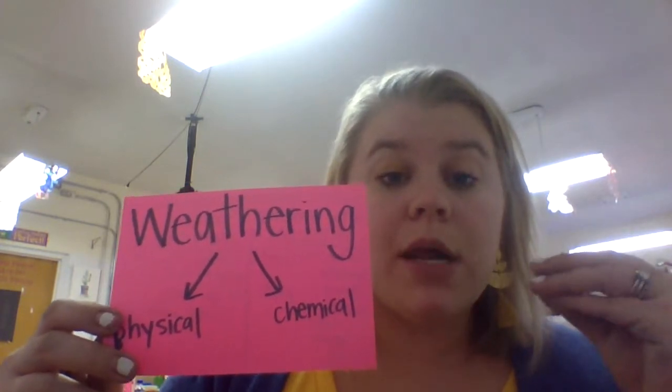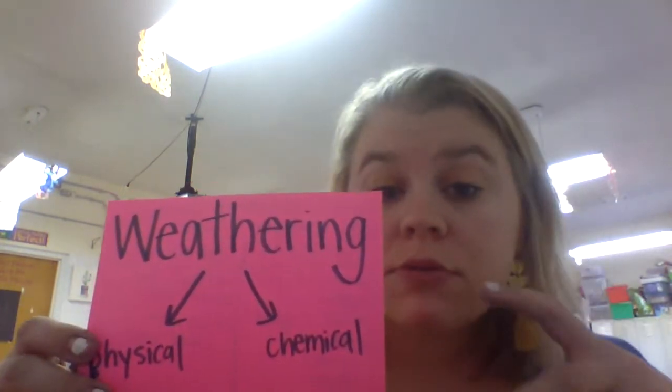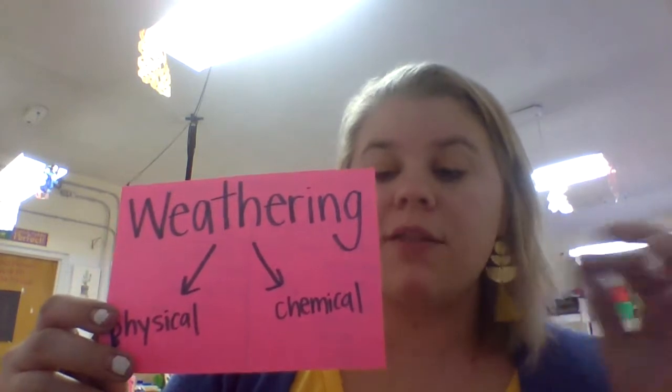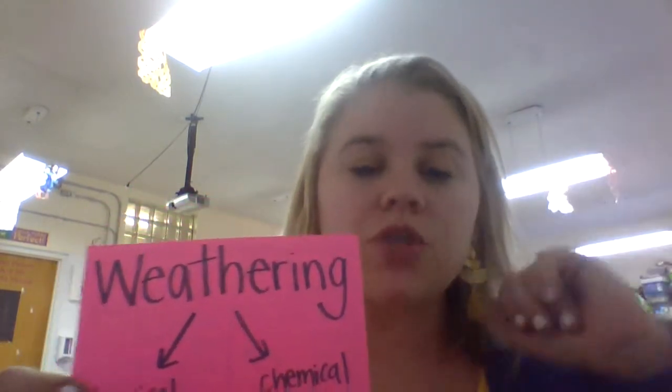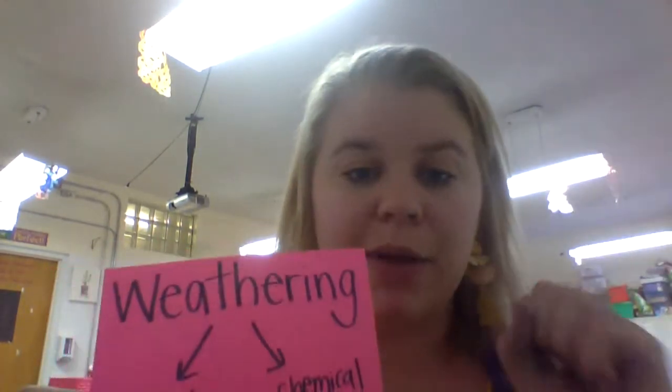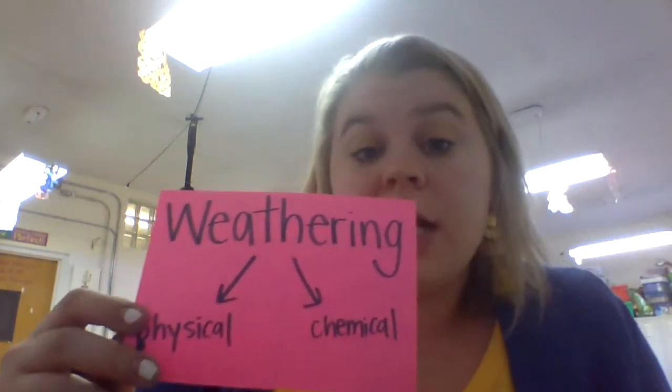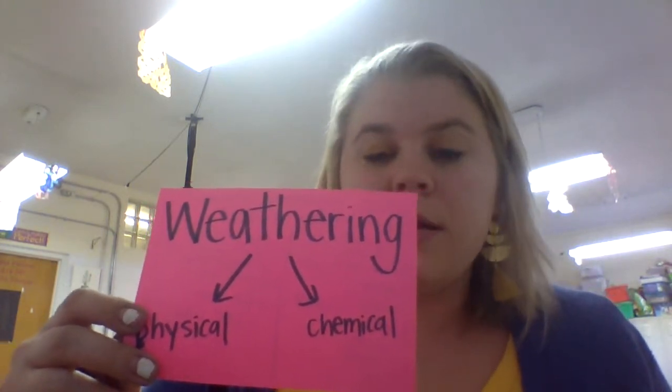Another example of water physical weathering is in the ocean. As the ocean waves crash, if there's rocks on the shore that the ocean waves are constantly hitting and coming back, they're going to weather, they're going to carry away small pieces of that rock.